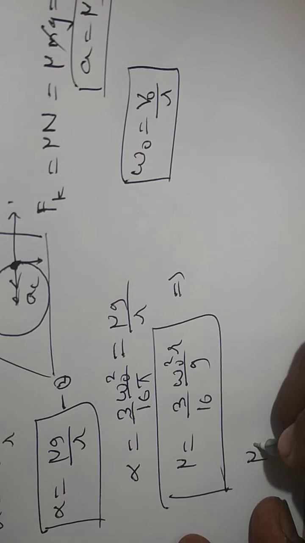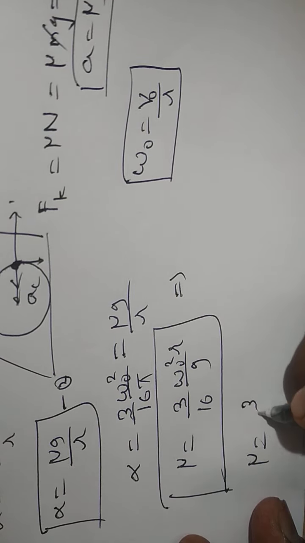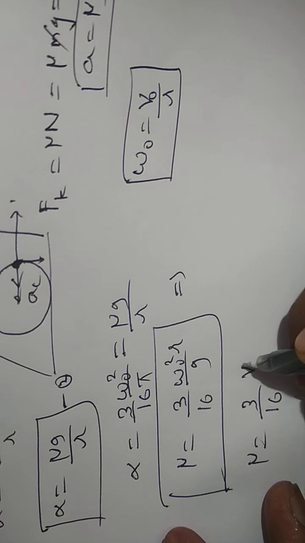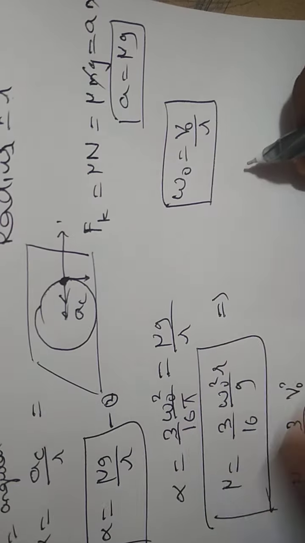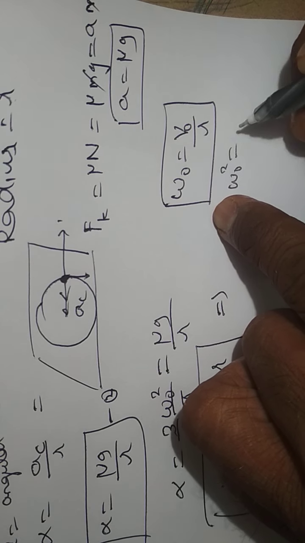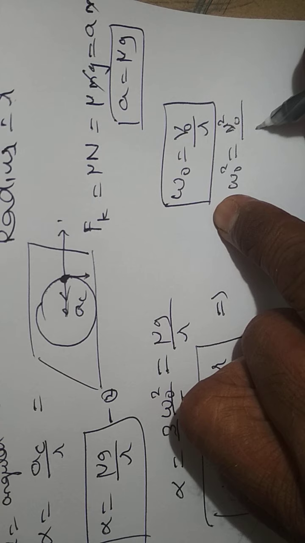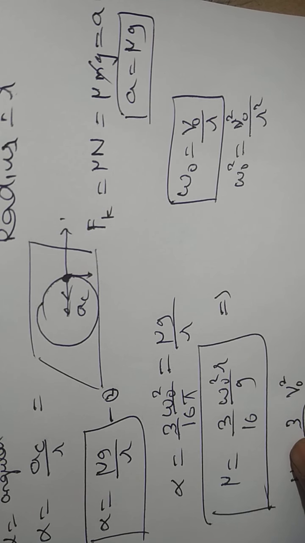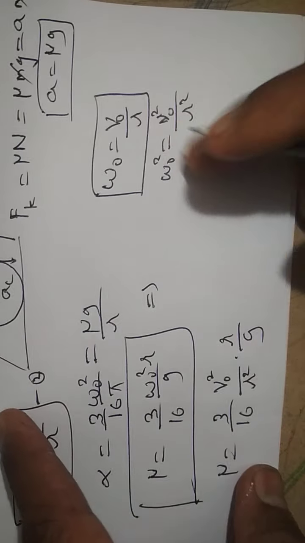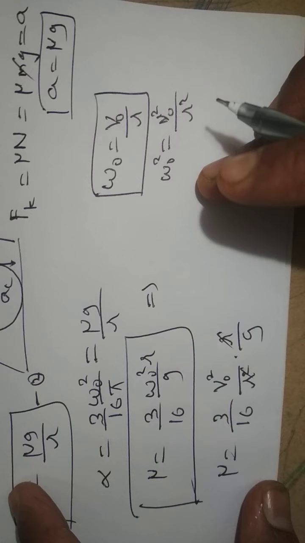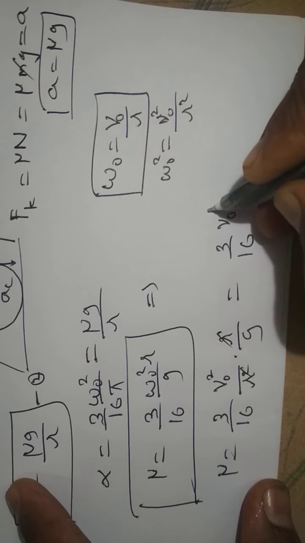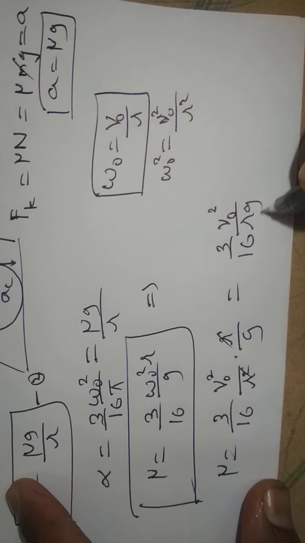Okay. So what is that? Just simply write it as 3 by 16. Instead of omega naught, we're going to write V naught. We just want omega naught square. What is that? V naught square by r square. Substitute it here. So V naught square by r square into r by g. That's it. So this r cancels. So what are we left with? 3 by 16 V naught square by rg.